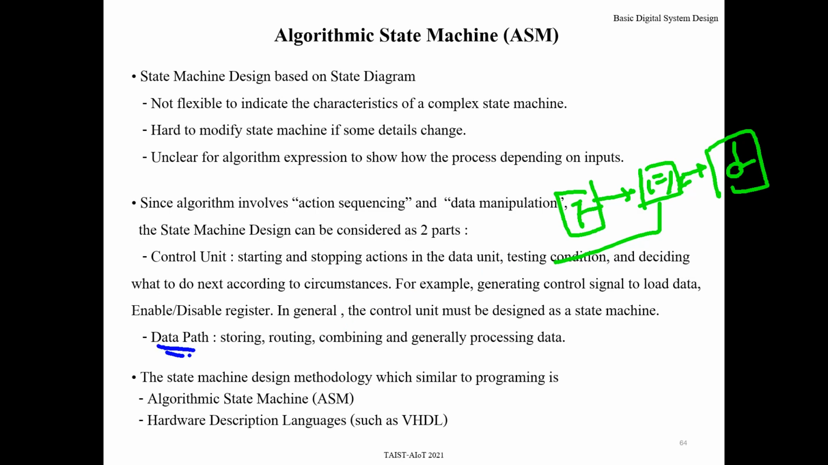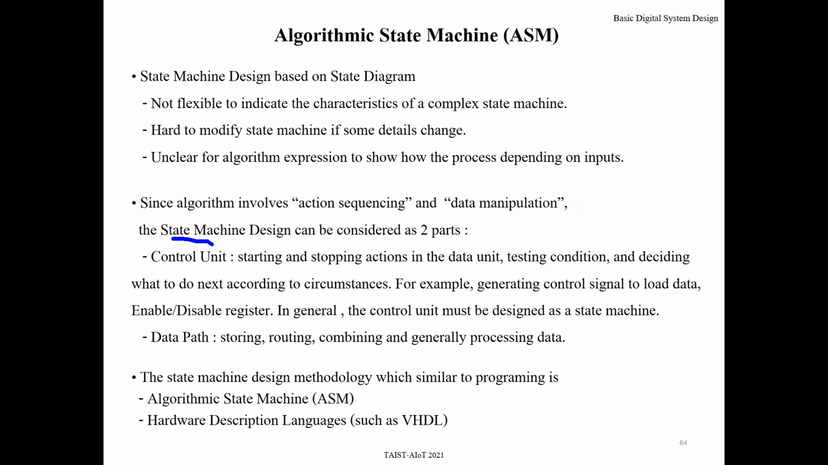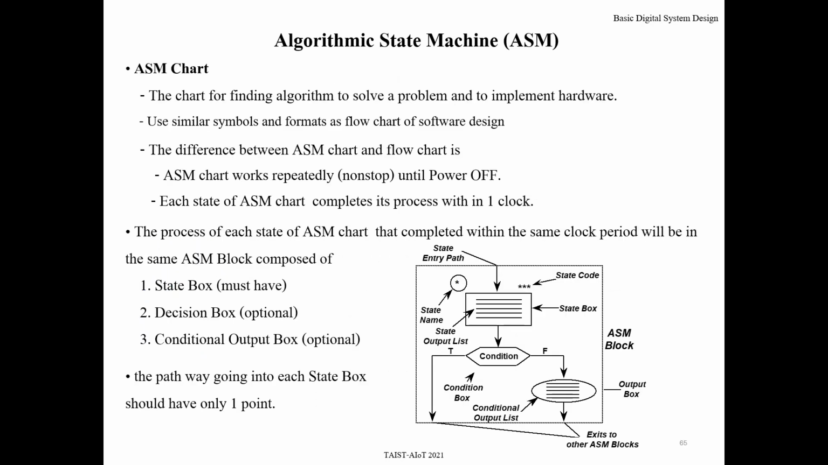Another one is the data path. The data path may use some registers and some counters to process the data. The control unit will control when to operate the devices or elements in the data path, or data unit. When we shift the data, we will load the data. Okay, that's the example.